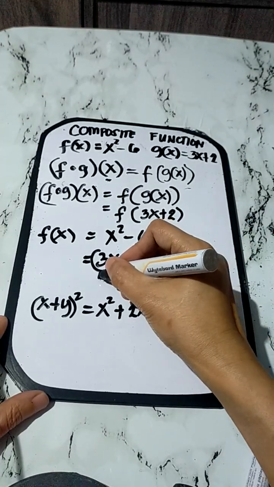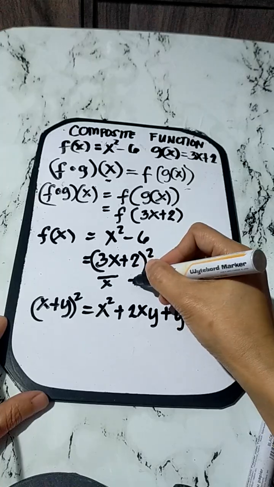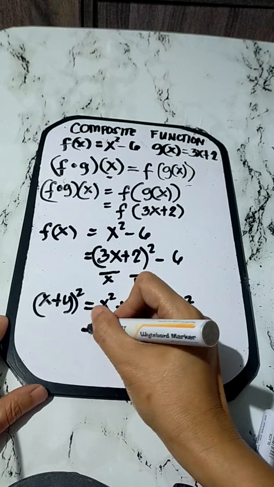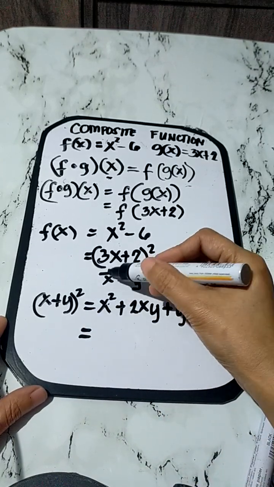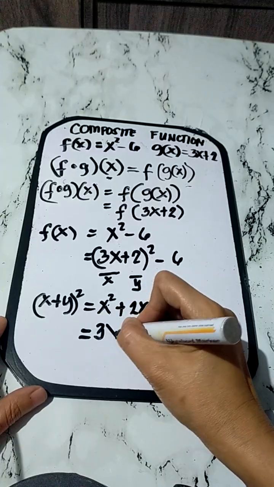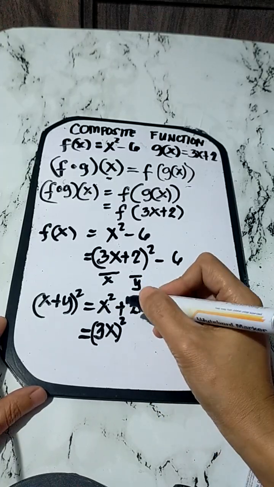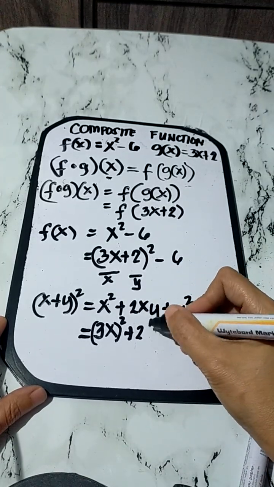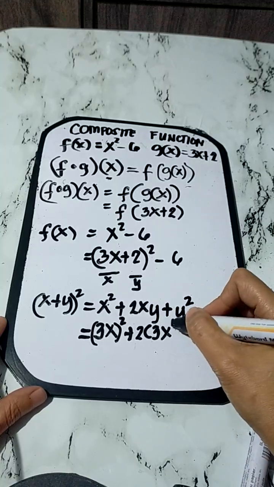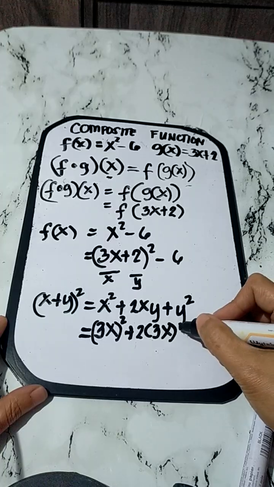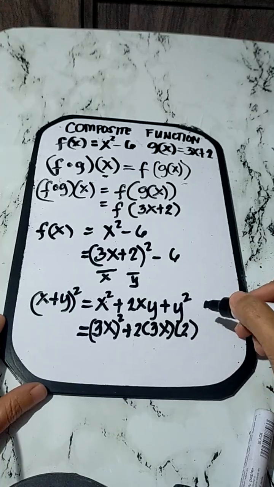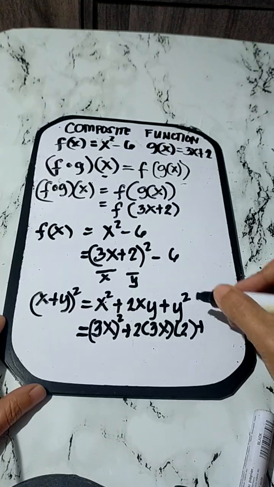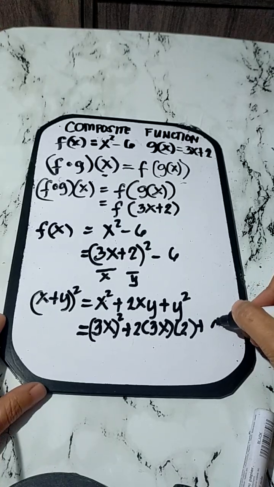Here, this will be our x and this will be our y. Let us just substitute. For x squared, our x is equal to 3x, so 3x with the exponent of 2. Plus 2 times x, which is 3x, times y, which is 2. Then plus y squared, and our y is 2, so 2 squared.